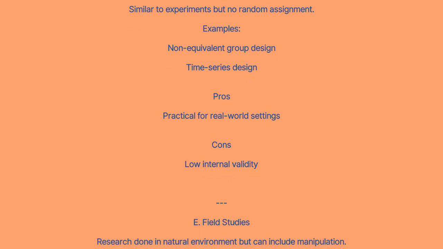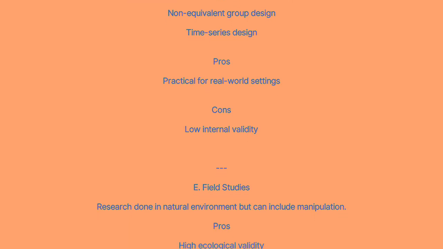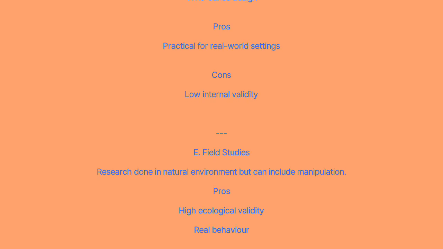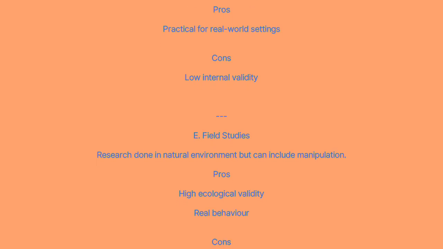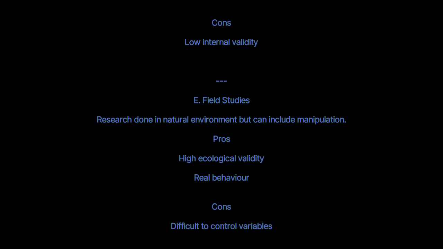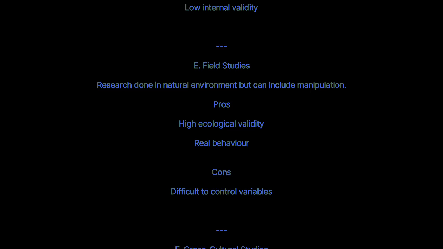The next one is field studies. In field studies, research is done in a natural environment but can include manipulation. They'll go and talk with them, they'll confuse them. Next, there is high ecological validity in this. Real behavior. The negative thing here is that it is difficult to control the variables, very difficult to control when you are there.